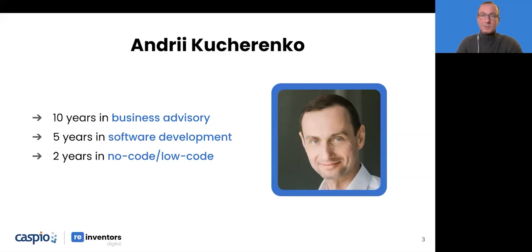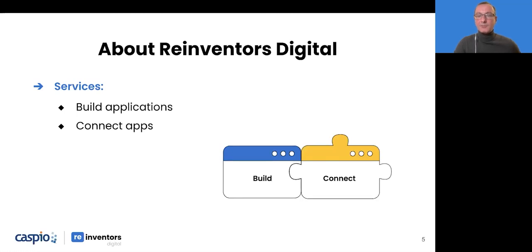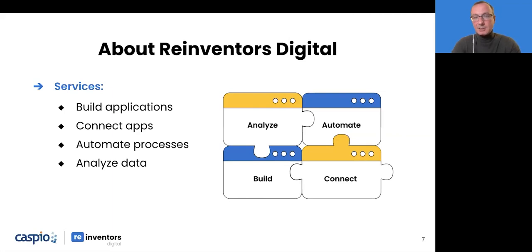Recently, we became partners with Caspio. I will tell a couple of words about that later. We have four primary services in our company. First, we build custom IT systems. Second, we help to connect these systems to other applications which our clients use. This makes a good basis for automating business processes. And finally, we help to analyze data from the systems.